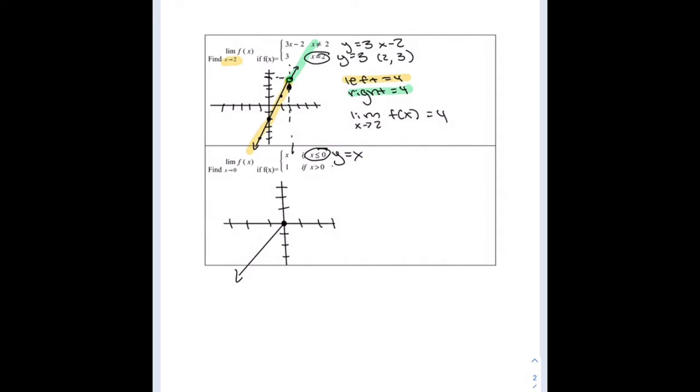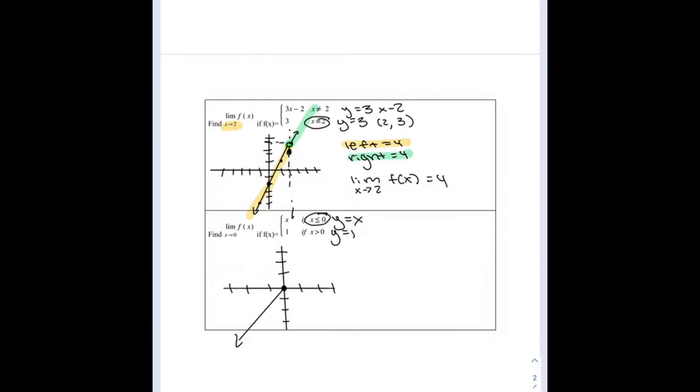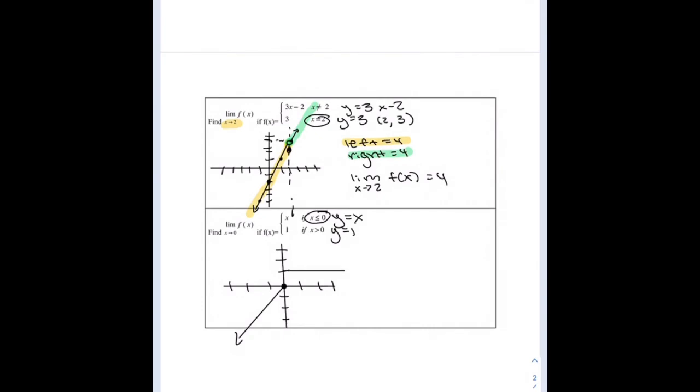The second piece is y equals 1. So I would graph my equation y equals 1, which is a horizontal line, but it's only when x is greater than 0. So I'm only going to graph the portion when x is greater than 0. And there would be an open hole because it's not equal to. Now I can find the limit.